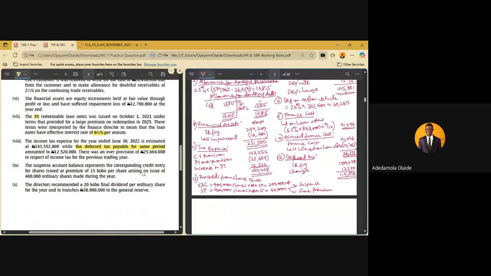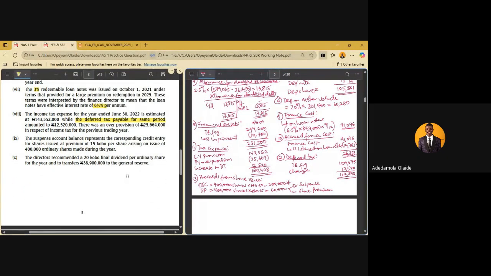Then they told us that the directors recommended a 20 kobo per ordinary share final dividend for the year and to transfer 38,900,000 to the general reserve. Now, note 14.